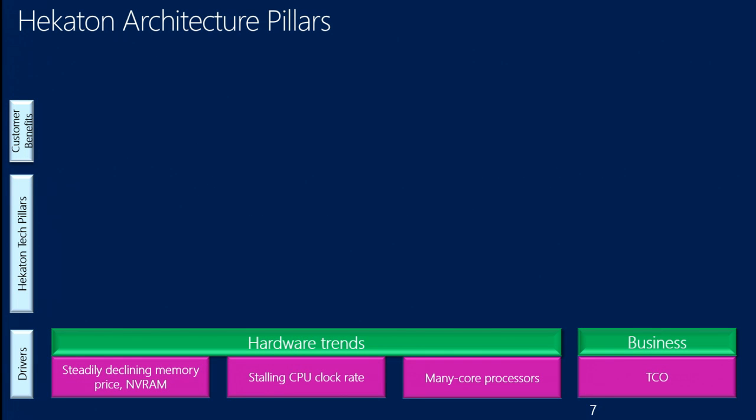So let's look at the four pillars that we have for Hekaton. The first, if you look at the bottom, is hardware trends in the TCO or the business requirement. The first thing is the declining price of physical memory, right? Now, as I said, when the databases were designed at that time, the size of memory was much, much smaller than the size of the database. So how did we do it?